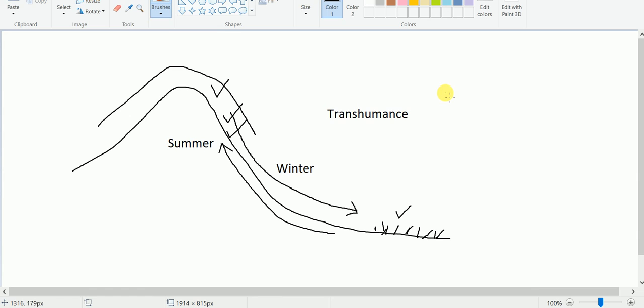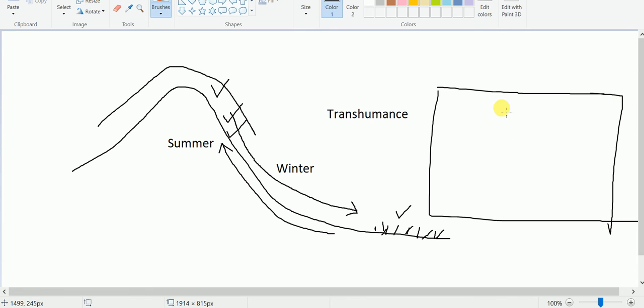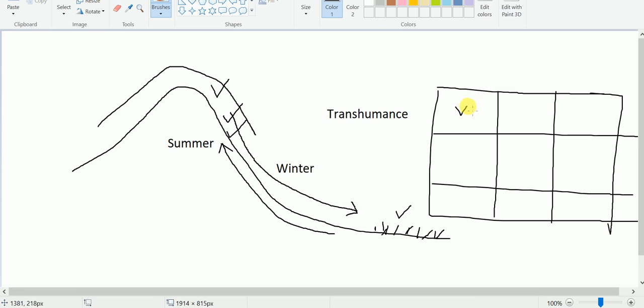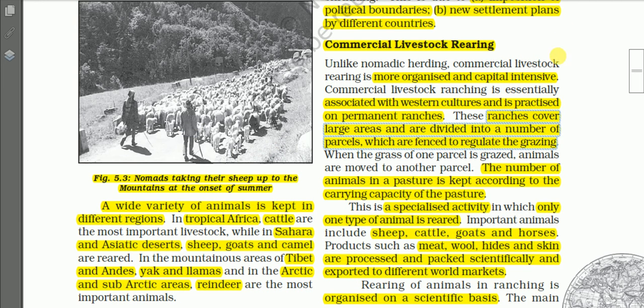So for example, this is a very big range, and this range may be divided into a number of parcels by the ranger. So this is a parcel, and this will be fenced using barbed wire or any other, and all the animals will be allowed to graze here. And when this parcel is finished, then they will shift the animals to the next parcel. In this way, after having grazed one parcel, all the animals will be shifted to another parcel to regulate the grazing.